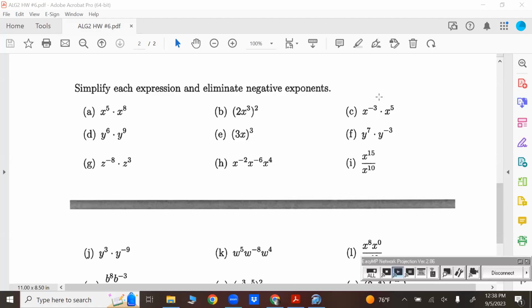Okay. So anyway, here are the answers. This packet should be pretty simple. You're just adding the exponents in this case. Same thing over here. Same thing over here.